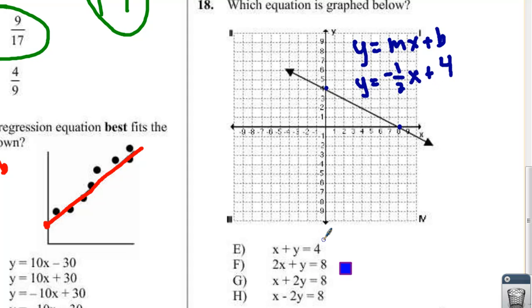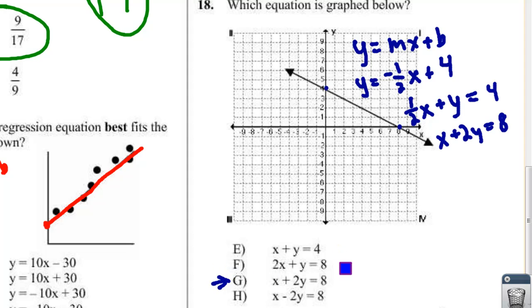Now all my answers are in standard form, so I need to go from slope-intercept form to standard form, which is ax plus by equals c, where a, b, and c are integers. So that requires that I add 1/2 x to both sides, so I have my x and y on the same side of the equal sign. And now to make the 1/2 into an integer, I can multiply everything, both sides, by 2. So that's going to give us x plus 2y equals 8. Answer is G. Okay?